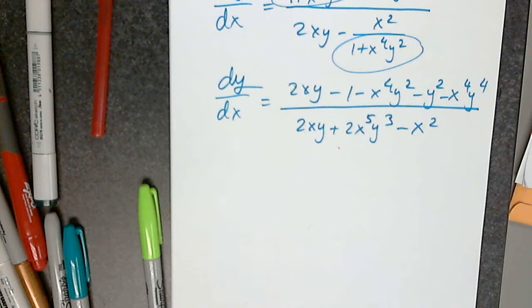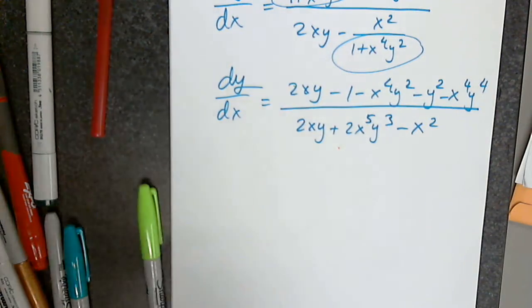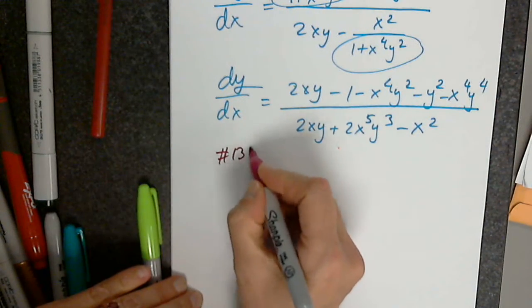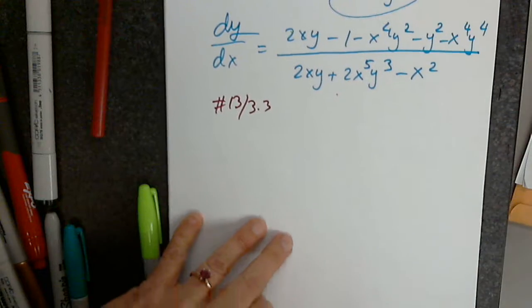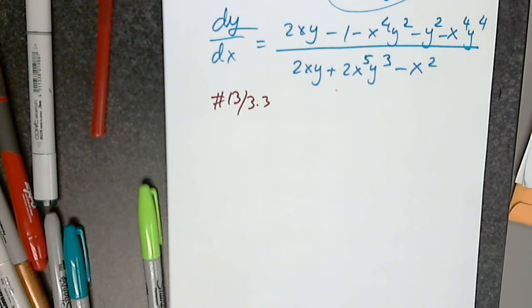Ian? So it was more so I needed help on the simplifying. The problem was in section 3.3, number 13. Let's take a look at 3.3.